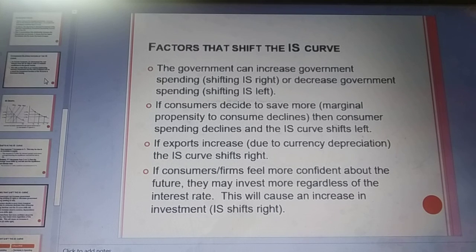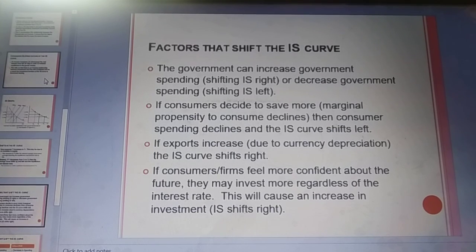Well, we have various factors that result in the shift of the IS curve. First of all, we have government investment or government spending. That means when the government increases spending, it will shift the IS curve to the right, or when the government decreases the spending, it will shift the IS curve to the left. Because it's quite obvious, with the increase in government spending, the income level of the people will increase, and with the decrease in government spending, the income level of the people will decrease.